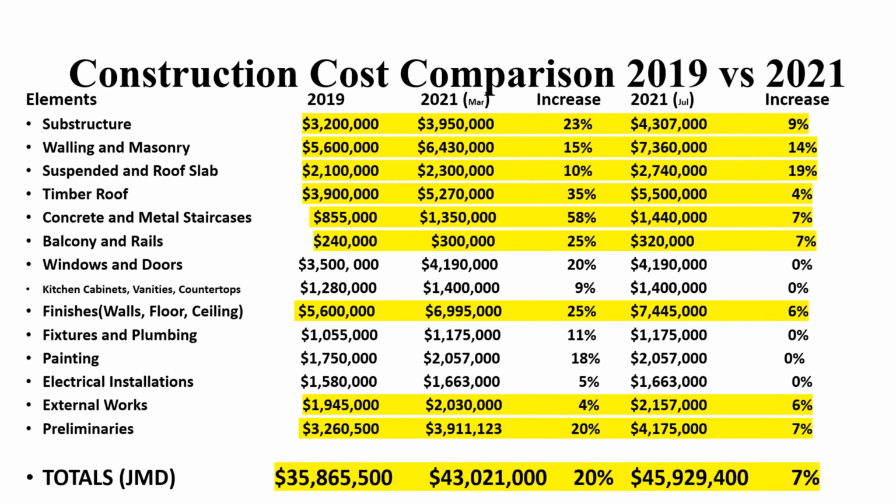So now we'll look at the total. So back in March, this house would have cost you about 43 million to build. With the current increases in materials, cement, stone, steel, form ply and so on, that has contributed a 7% increase on the overall cost since March till now, July 2021.